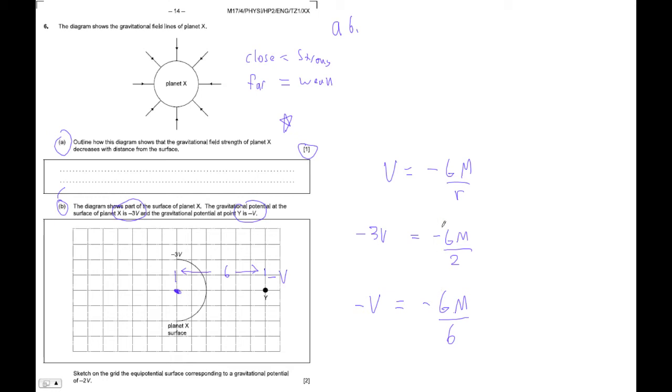All right. Yeah. So then the question is, they want to know where 2v is, right? They say sketch on the grid the surface corresponding to a gravitational field potential of minus 2v, right? So can't we just set up minus 2v is equal to minus GM over r, right? Do we only need 1 equation? I think so. Yeah, so let's go minus 3v equals minus GM over 2.